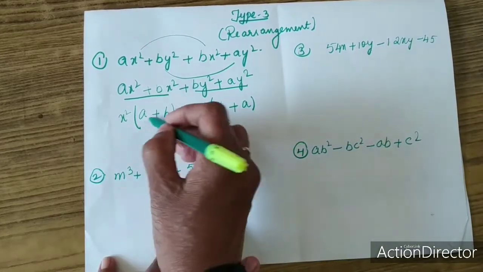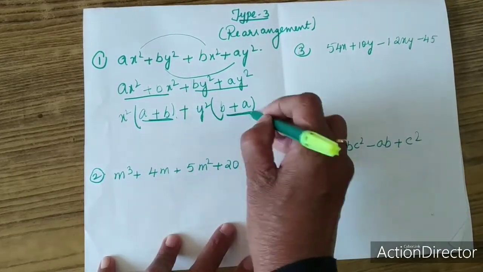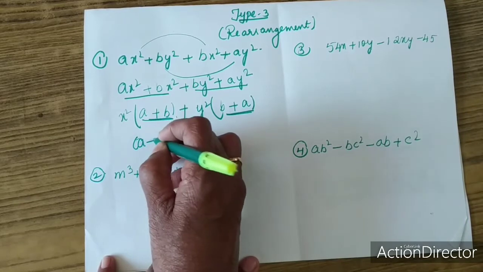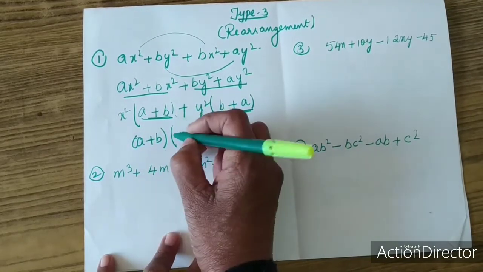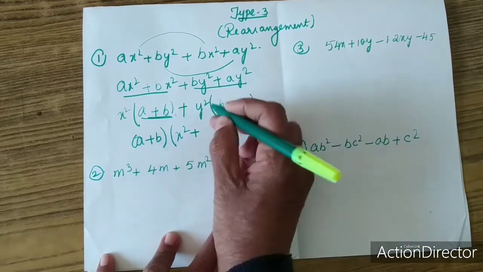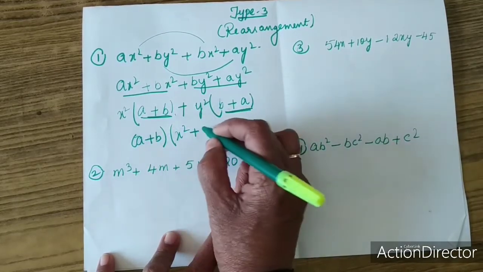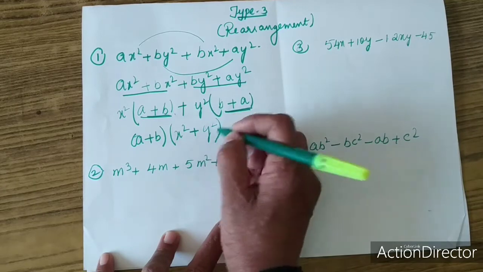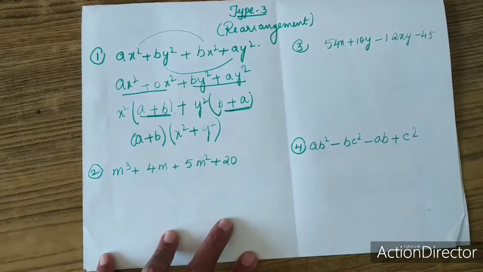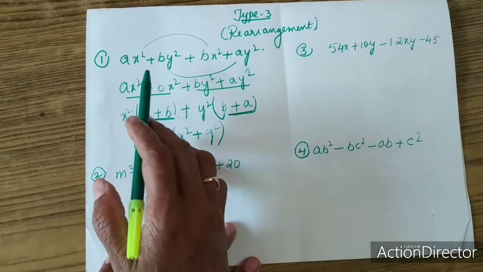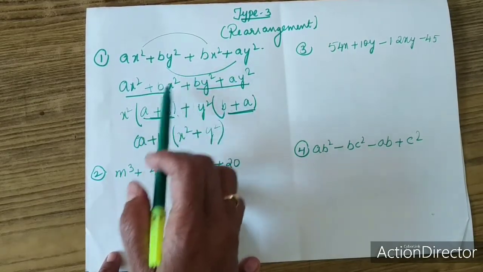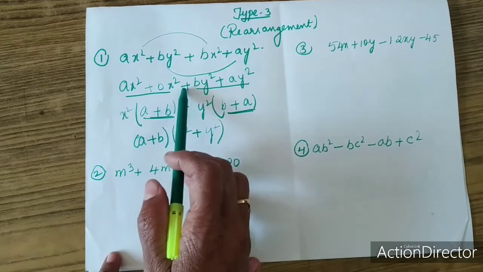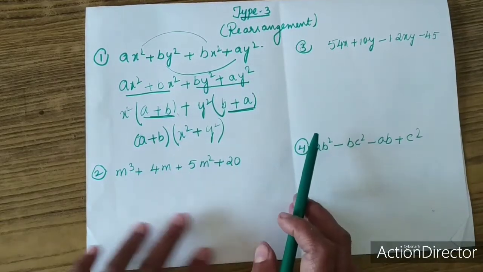Again, don't stop, because I am having the common factor a plus b. So I will take a plus b and divide each term by a plus b. So in the second bracket I get x square plus, second term divided by a plus b will give me y square. Whenever you are not able to find any common factor, try to rearrange and see; after rearrangement you can take the common factor outside.